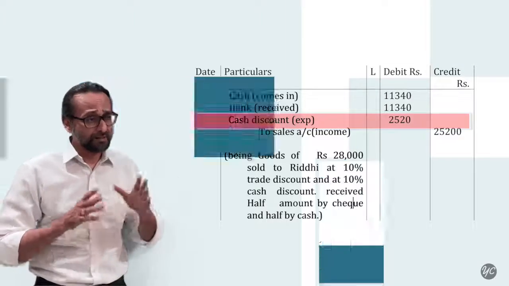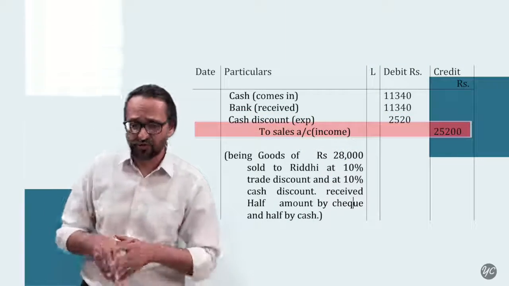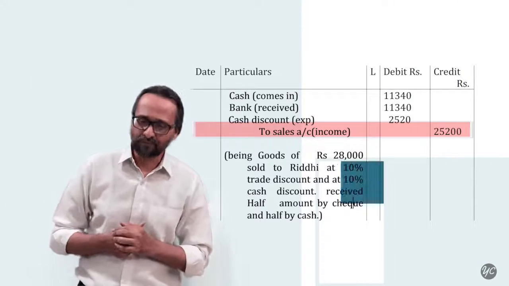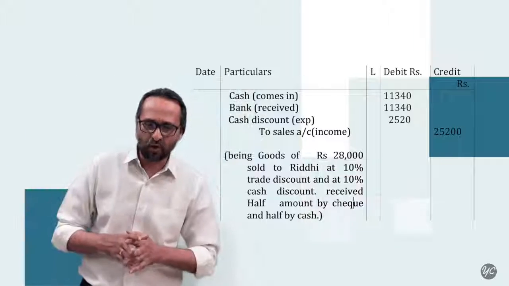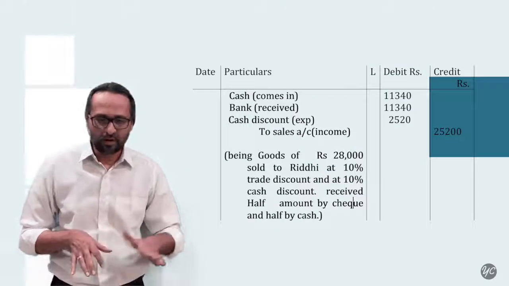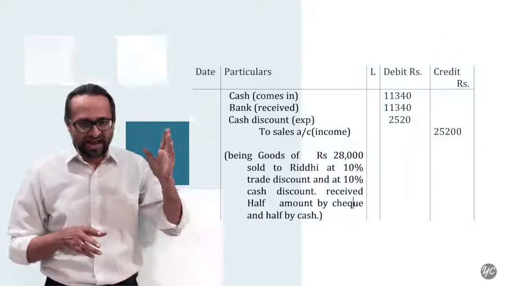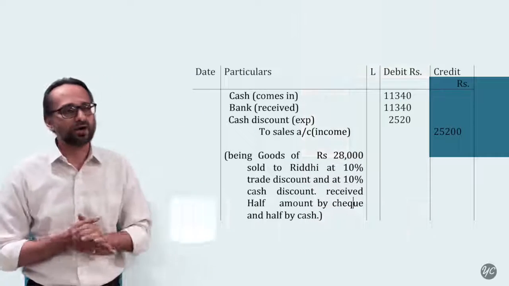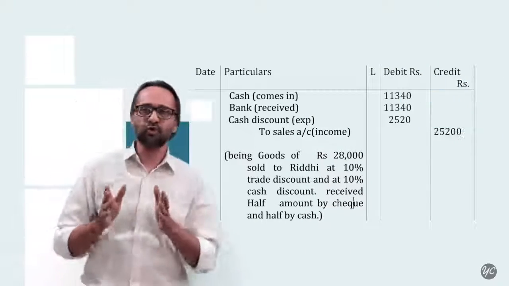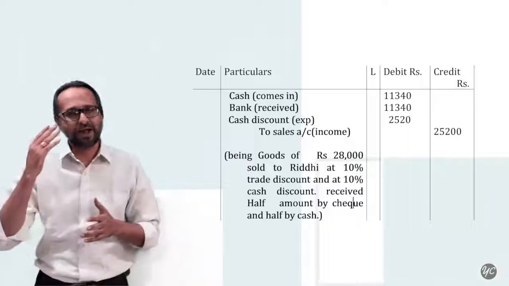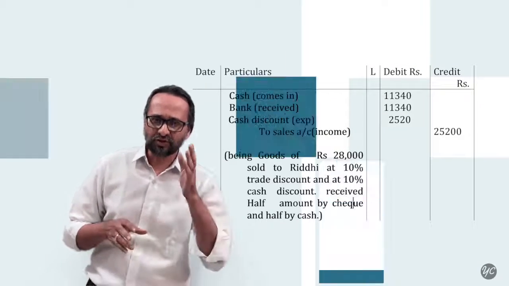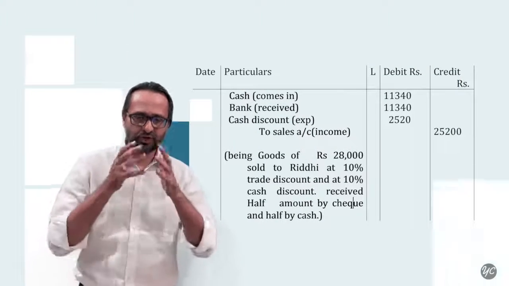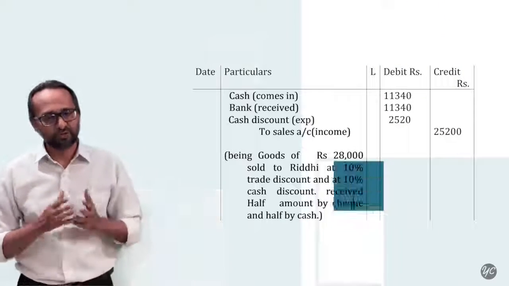And what about the 4th one? That is sales. Sales is our income, and an income account is credited as per the nominal account rule. So now the ultimate entry is: cash account debited 11,340, bank account debited 11,340, cash discount account debited 2,520, to sales account 25,200, being goods sold to Riddhi at 10% trade discount and 10% cash discount, and she makes 50% payment through bank and 50% through cash. Okay, so this is also one of the most important transactions from the examination point of view.